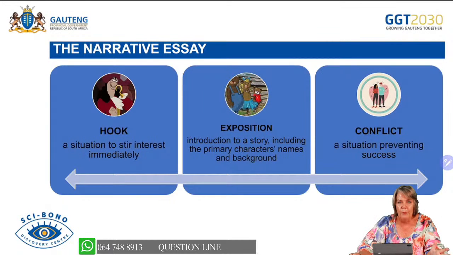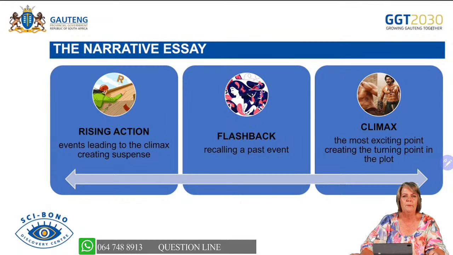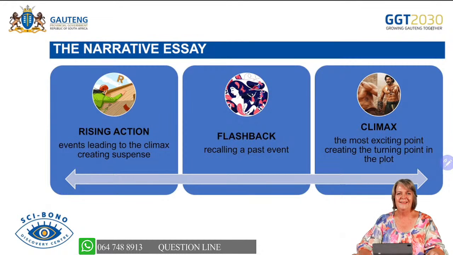You can't write a book, can't write a novel. It has to be limited, because remember, you must try to keep within the limit of words, 250 to 300 words. You will get the rising action, and that refers to all the events that lead to the climax. There must also be suspense. There's nothing as bad as a narrative essay that is not going anywhere.